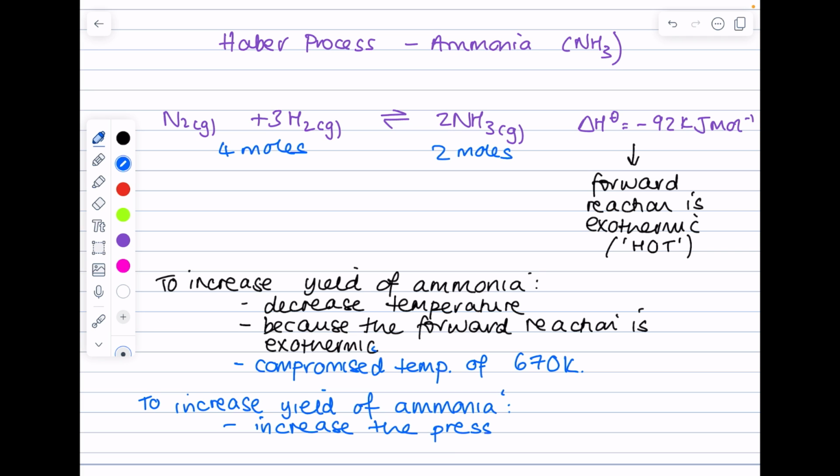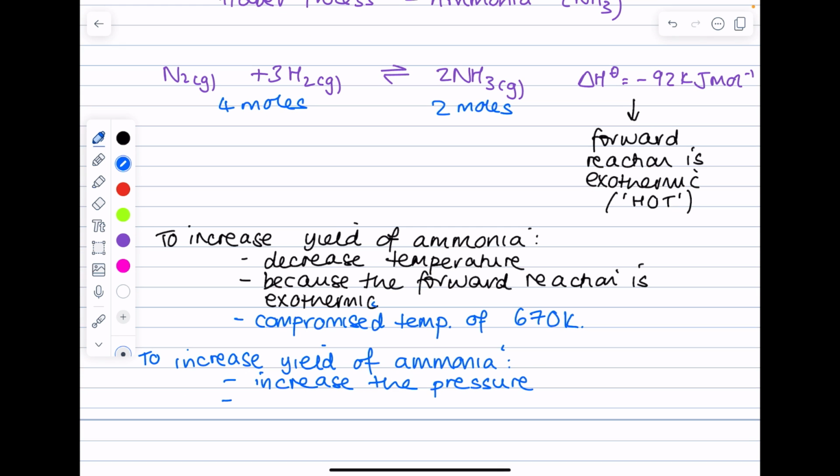Again, why? Because according to Le Chatelier's principle, the position of equilibrium shifts to oppose the change we've made. So if we've chosen to increase the pressure, the position of equilibrium will shift in favour of the forward reaction because that has fewer moles of gas on the right-hand side. So the position of equilibrium shifts to the right.